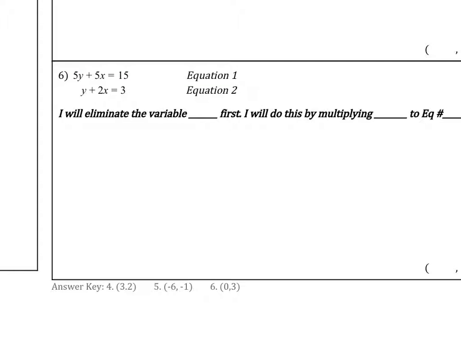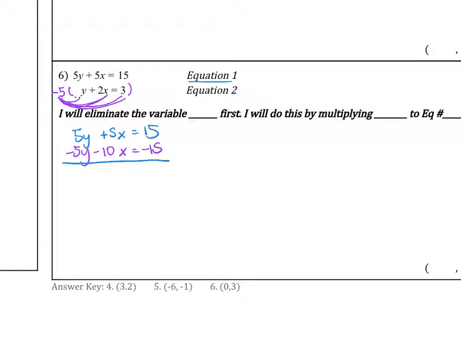5y. So in order to make this a negative 5y, so y times what is negative 5y? Well, that would be a negative 5. So that's what we're going to multiply and distribute to every single term. So that becomes negative 5y. Then this becomes a negative 10x, and negative 5 times 3 equals a negative 15. Then I'm going to write equation 1 on top of it. 5y plus 5x equals 15.